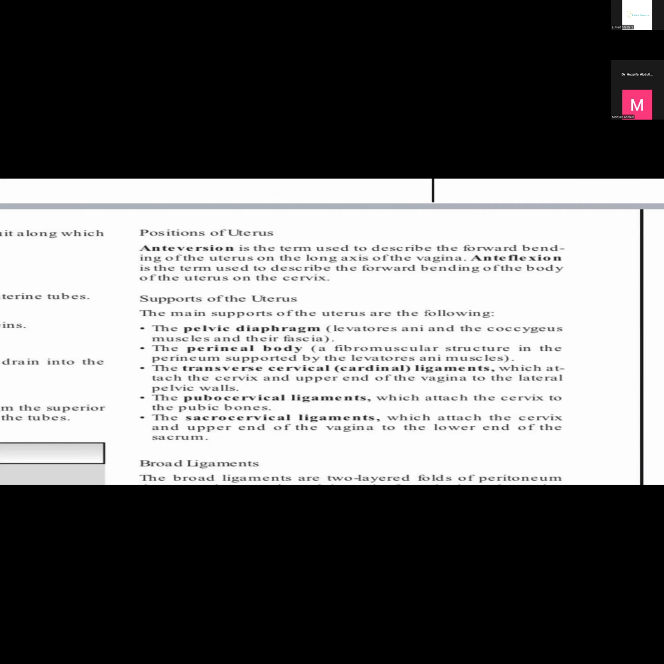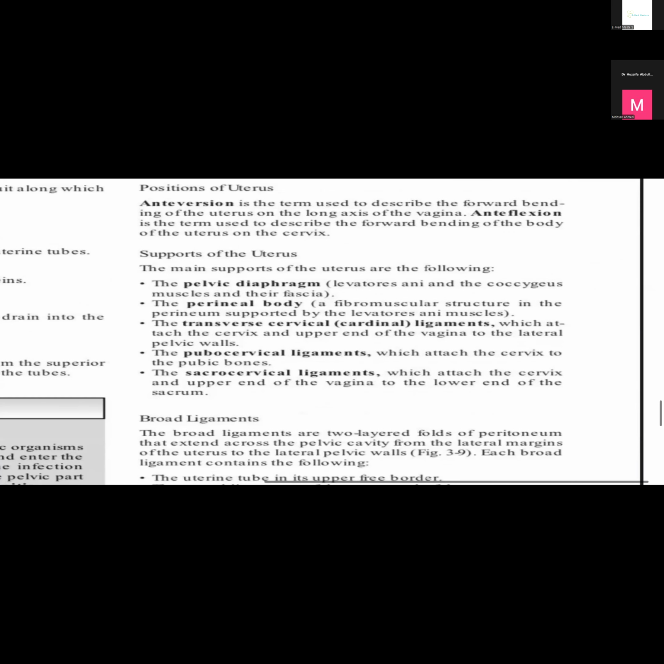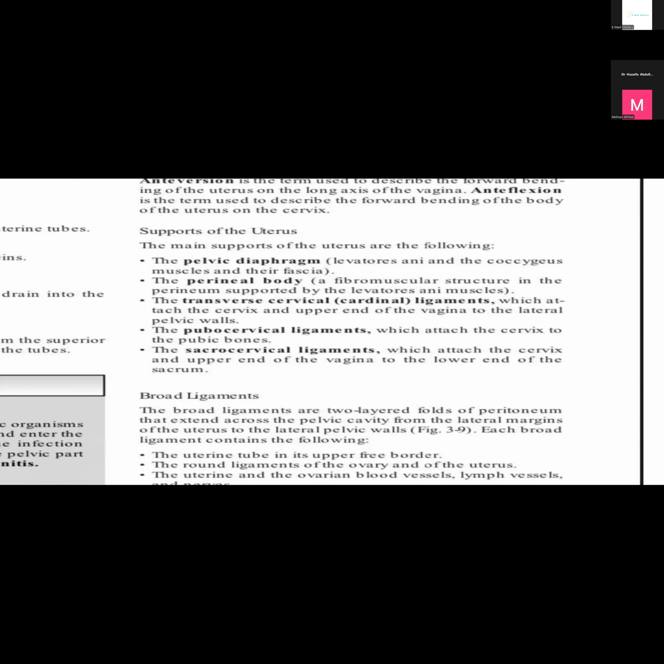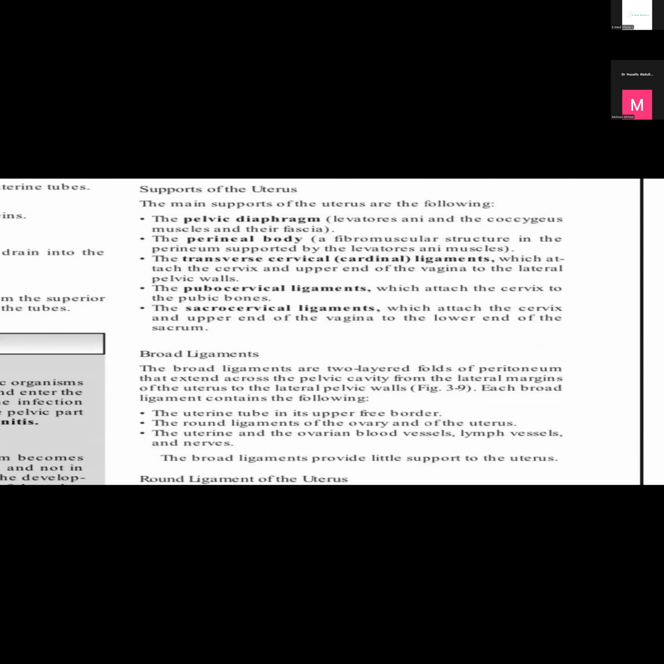Supports of the uterus. This is important. A uterus is supported by these structures: pelvic diaphragm, perineal body, transverse cervical ligament or cardinal ligament, pubocervical ligament, and sacrocervical ligament. Five structures that support the uterus: pelvic diaphragm, perineal body, transverse cervical or cardinal ligament, pubocervical ligament, and sacrocervical ligament. These ligaments also support the cervix and vagina.